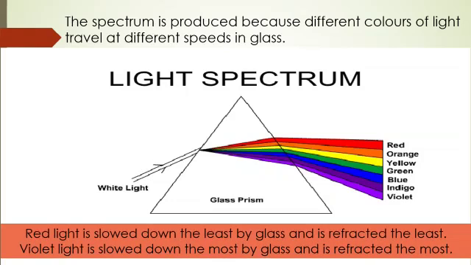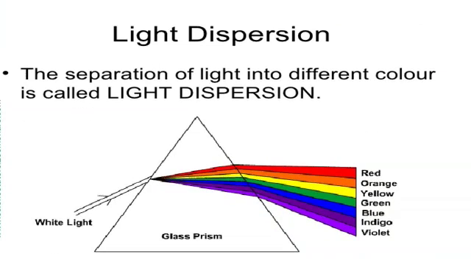Red light is slowed down the least by glass and is refracted the least. Violet light is slowed down the most by glass and is refracted the most. The separation of light into different colors is called dispersion.